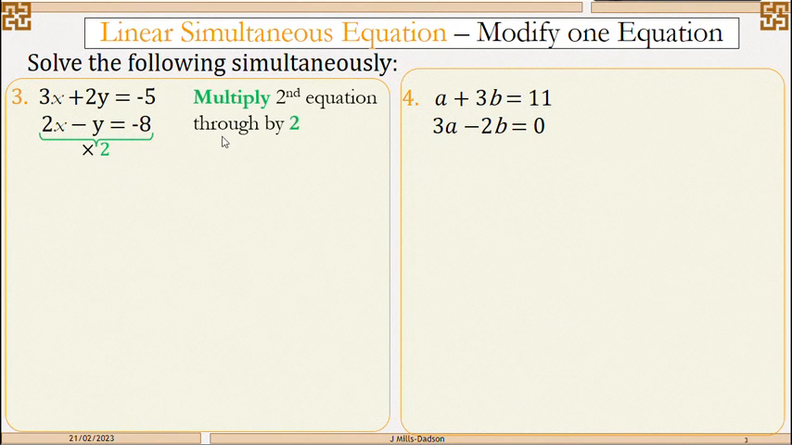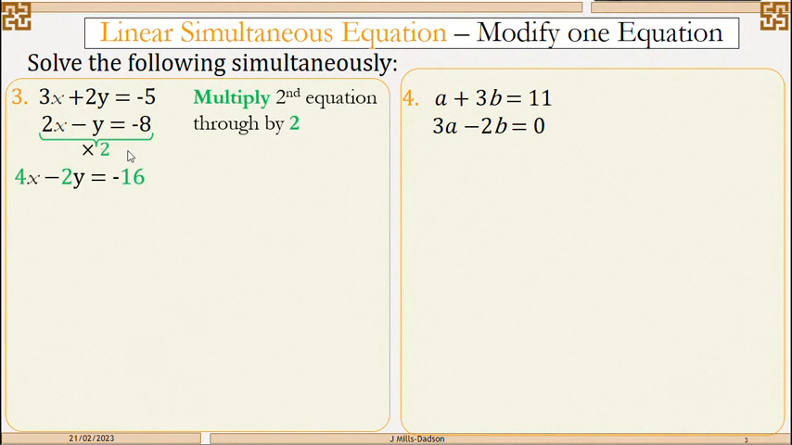So I want to eliminate y. So if I want to eliminate y, I need to make sure the value in front here is also 2 in absolute terms. So the only way I could do that is to multiply the whole line here by 2, so that at the end I will still have the 2 in front of the y. So let's see what happens. The top one stays the same.